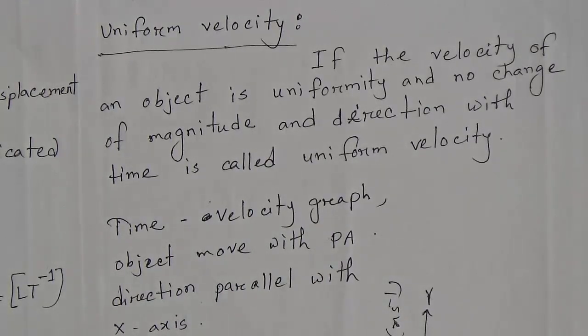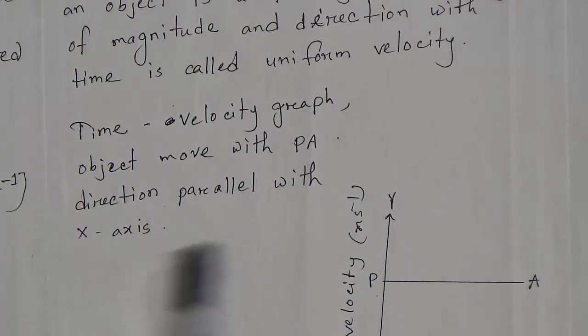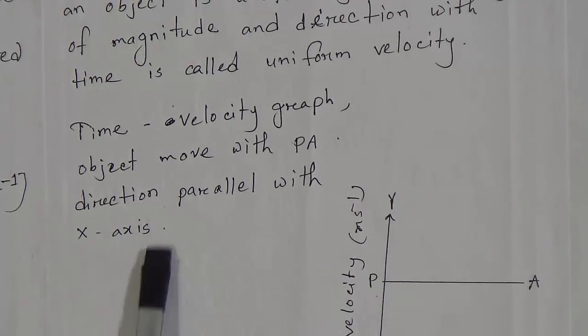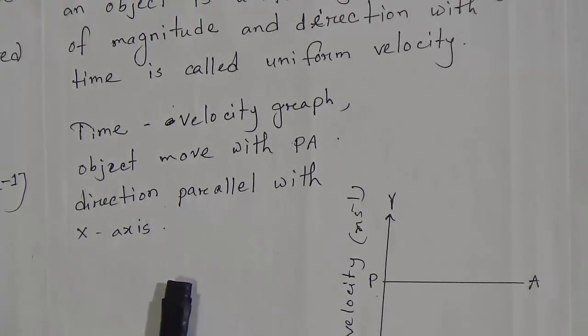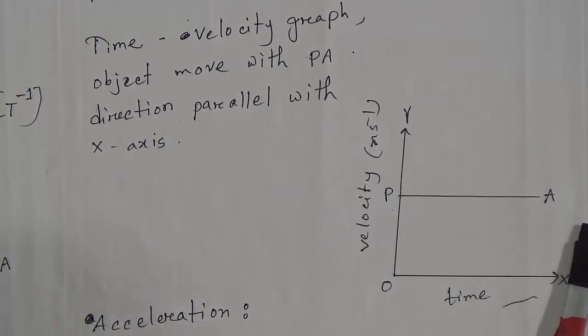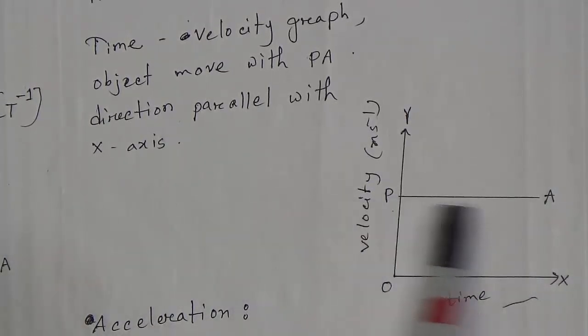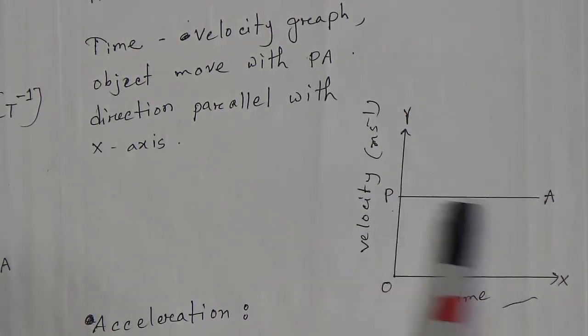Then you can write, in the same way as velocity, the formula of uniform velocity. Then you can write the dimension and unit. Then you have to draw a figure and explain with this figure. Suppose this one is the x-axis, this one is the y-axis, and O is the center point. On the x-axis it will be time and on the y-axis it will be velocity, that is meter per second. Suppose this is the line PA; the object moves in the PA direction parallel to the x-axis, and from this figure you can see that this is uniform velocity.